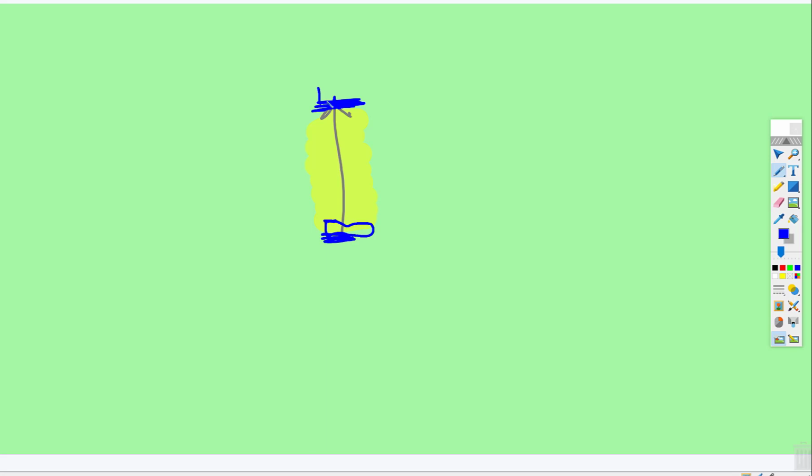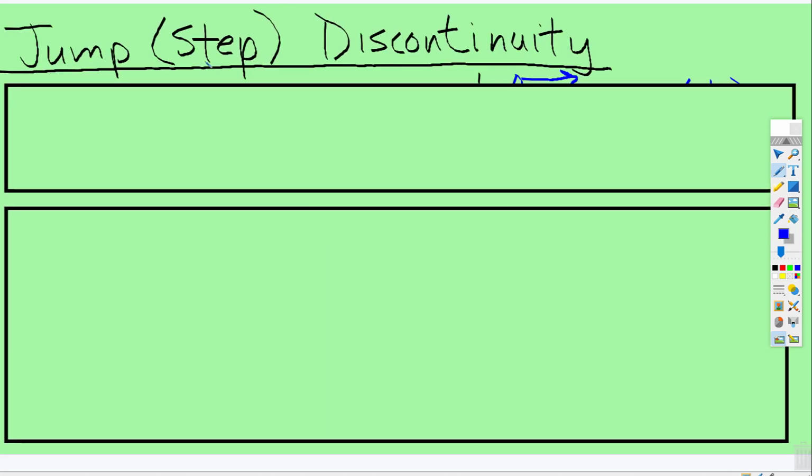I'm a really horrible artist. When you jump, now your feet are here. Well, there's this big gap. See, basketball players do it all the time. Or there's a vertical leap. Well, that's what jump or step discontinuity is called.